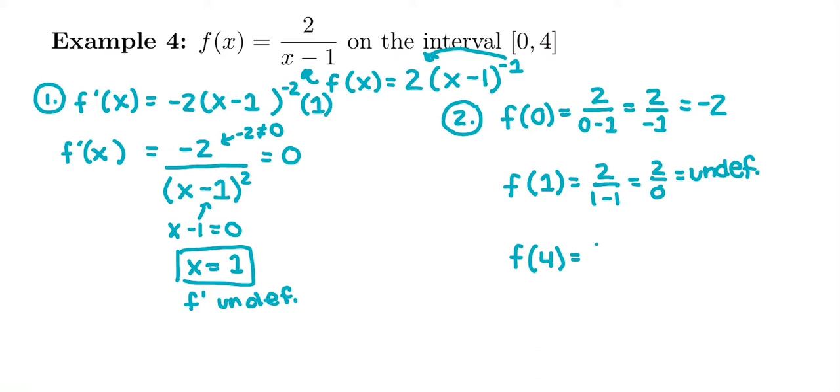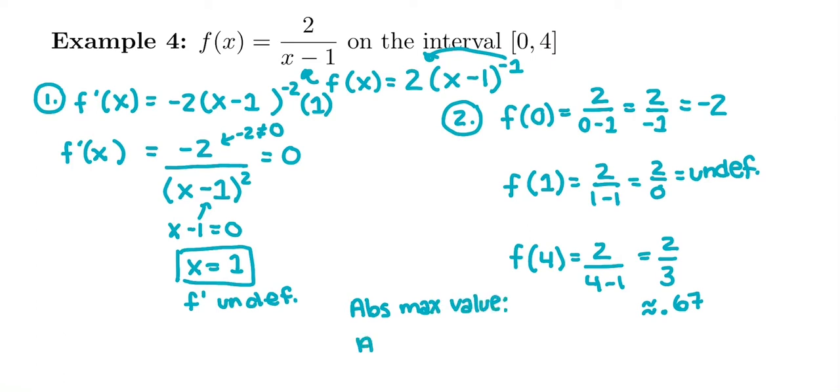And then lastly, plugging in 4, we're going to have 2 over 4 minus 1, which is going to be 2/3. I would normally leave it as a fraction, but I'm going to also write the approximate decimal value just because we're trying to figure out what's higher and what's lower. So this is about 0.67. So looking at our y values, we want to pick the absolute max value and the absolute min value. So we're picking between negative 2, undefined, and 2/3, which is about 0.67.